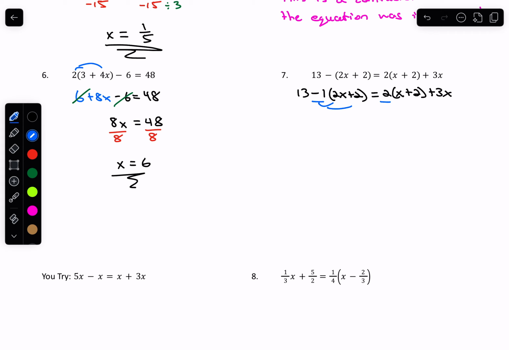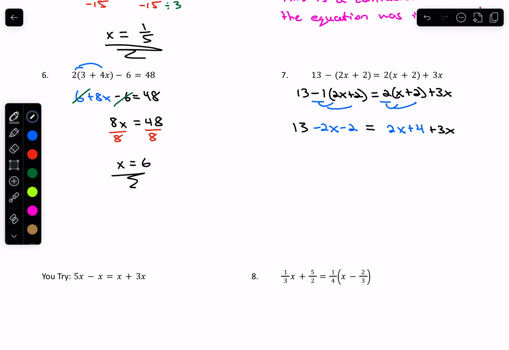It just is a 1, and so we tend to not write it. So on the left side, when I distribute the negative 1, I'm going to get negative 2x minus 2. And on the right side, when I distribute the 2, I'm going to get 2x plus 4. But I still have the rest of the problem around it. So I have the 13 in front and the plus 3x in the back.